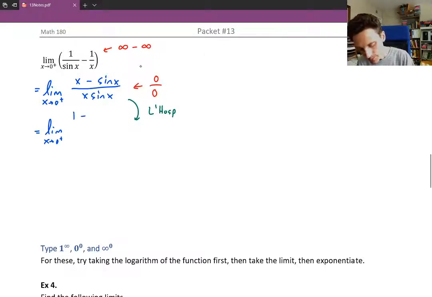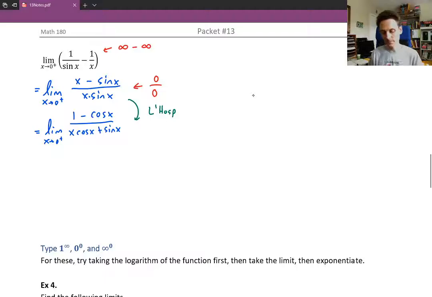We're going to get 1 minus cosine x, our old friend from previous videos. And on the bottom, what rule are we going to have to use? If you said the product rule, that's correct. So there's the product of x and sine x. So if you're taking the derivative of the bottom, you'll do first times derivative of second plus the derivative of the first, which is 1, and then times the second, which is sine x.